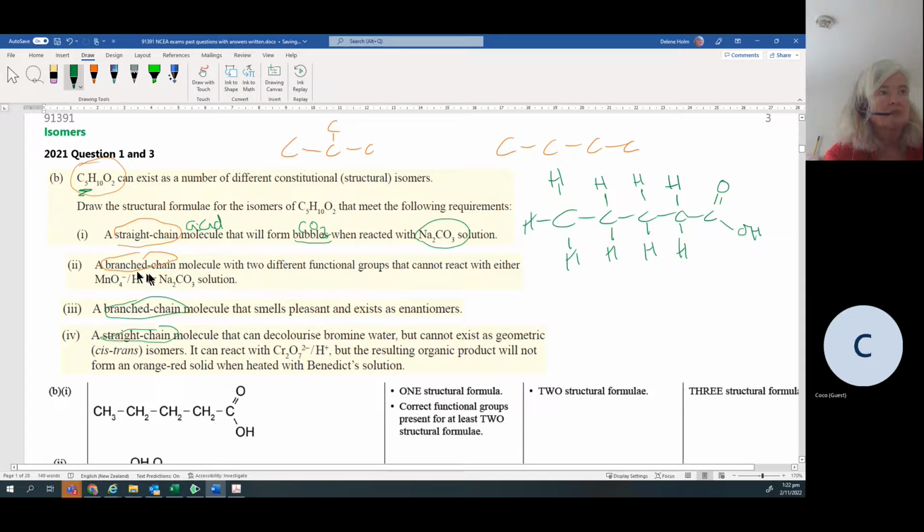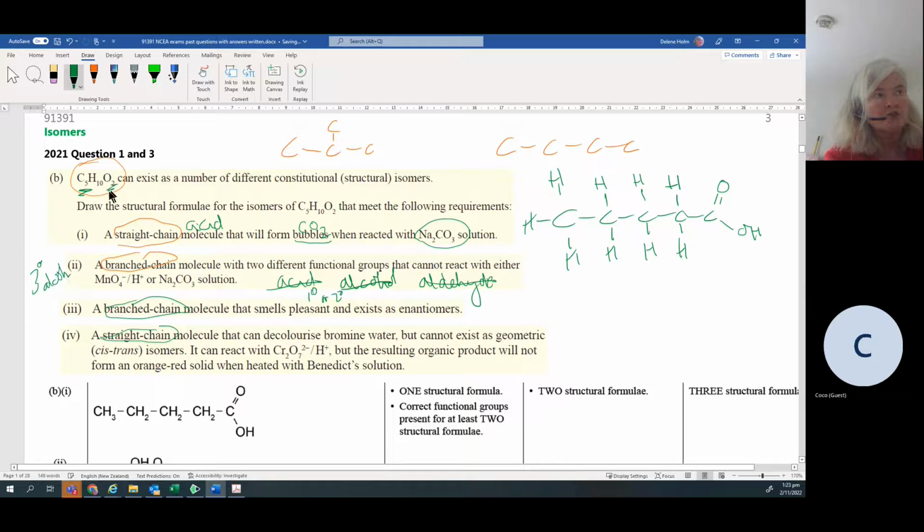Here, you would say a branched chain with 2 different functional groups that cannot react with either permanganate or bicarb, sodium carbonate, washing soda. So it can't be an acid. It can't be an alcohol. It can't be an aldehyde, because an aldehyde can also react with that. Okay, let's be specific. It can't be a primary or secondary alcohol. It can be a tertiary alcohol. So because it's branch chain, we can have a tertiary alcohol.